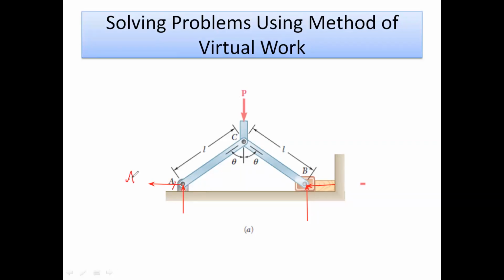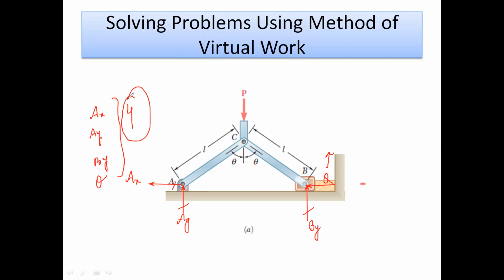So we'll write this as Ax, this as Ay, this as By, and let's call this Q, because we have to find this value of Q. So this is the first step that we are performing, okay? Now, if you look at the unknowns, we have four unknowns here: Ax, Ay, By, and Q. So the total number of unknowns that we have is four.